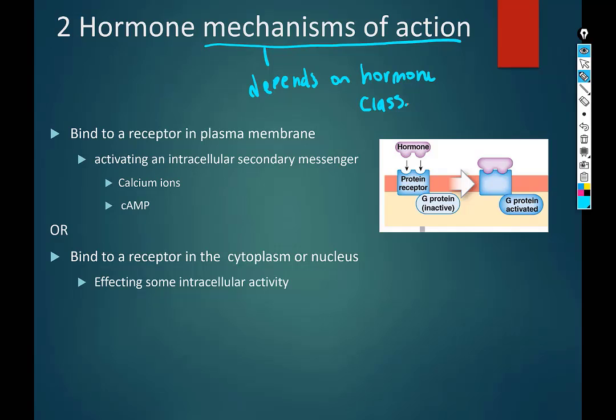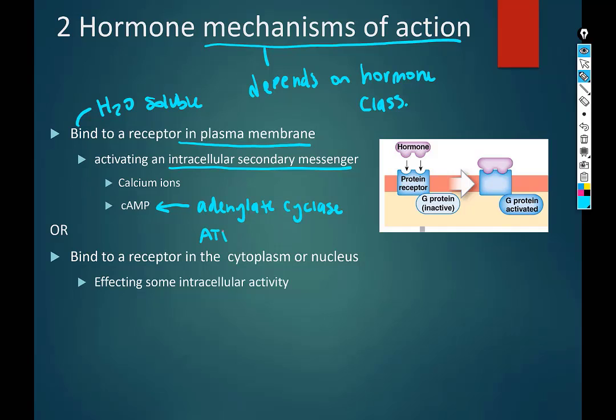So ones that are water soluble tend to bind to a receptor on the outside of the cell, and that receptor is going to be positioned in the plasma membrane. This activates an intracellular second messenger like cyclic AMP. So remember adenylate cyclase. Let's write that down. Adenylate cyclase is the enzyme that takes ATP and turns it into cyclic AMP, right? So that's what that does.